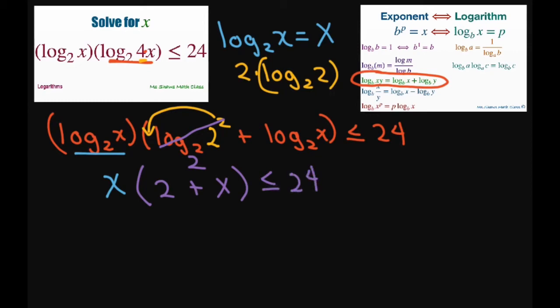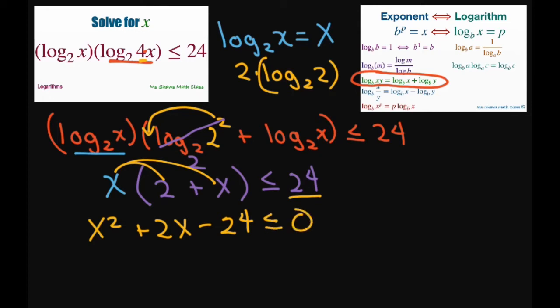Now let's move everything over to the left-hand side of the equation. We distribute that, so you're going to get X squared plus 2 big X, and then subtract this, minus 24, is less than or equal to 0. Therefore, when you factor, you're going to get X plus 6 times X minus 4 is less than or equal to 0.